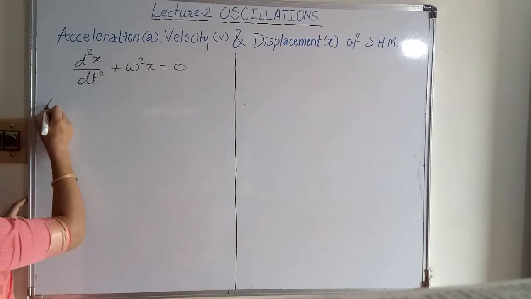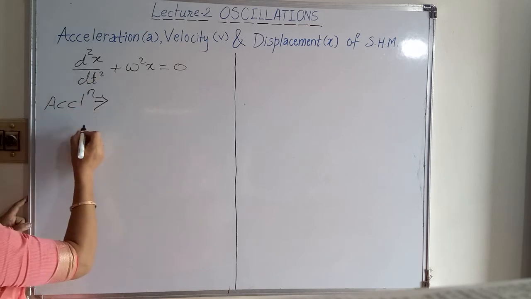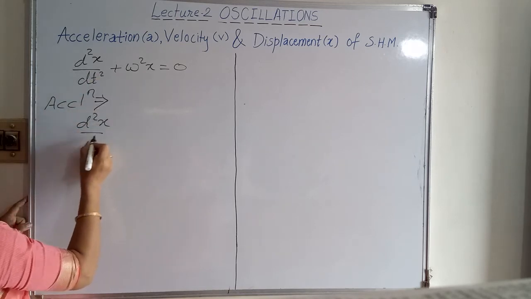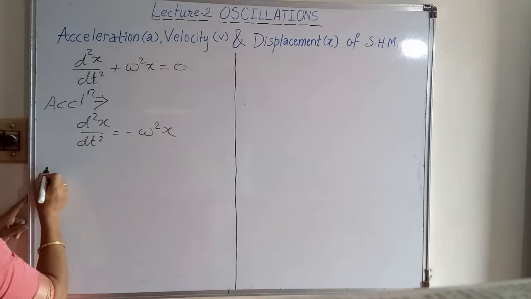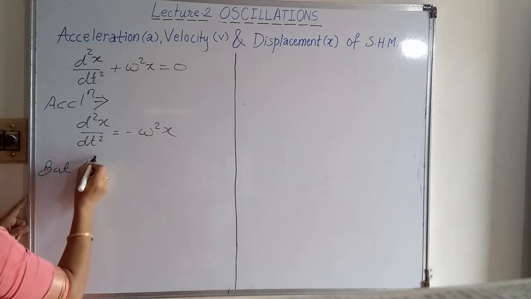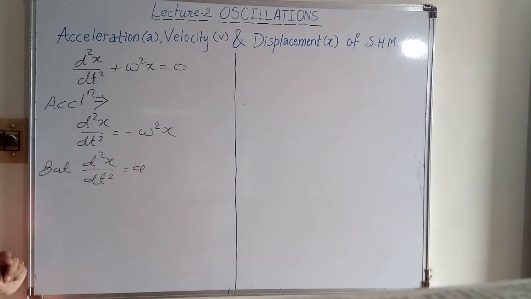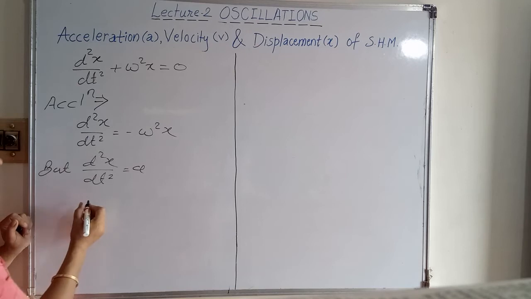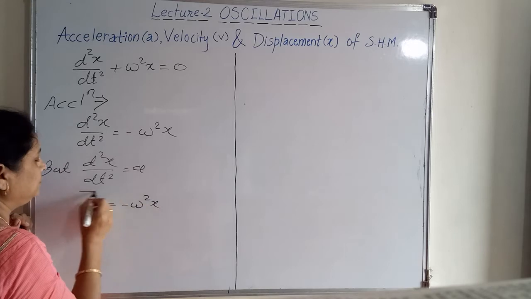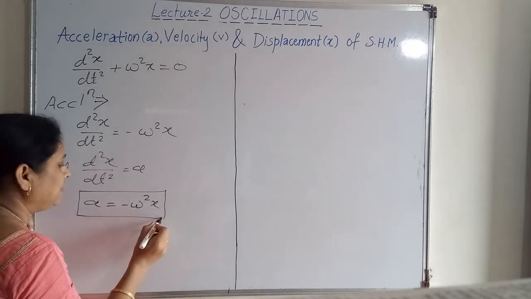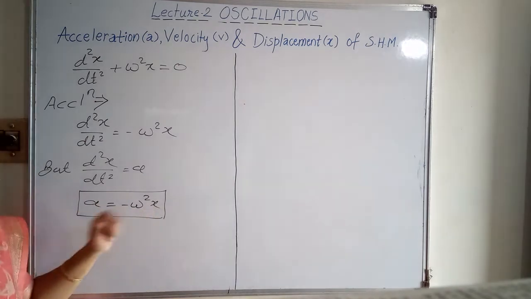So, let us first see the acceleration. We can write this equation as d square x upon dt square is equal to minus omega square x. And here we know that d square x upon dt square is nothing but the acceleration. That's why we can say the acceleration is equal to minus omega square x. This is our equation for acceleration in SHM, where x is the displacement.